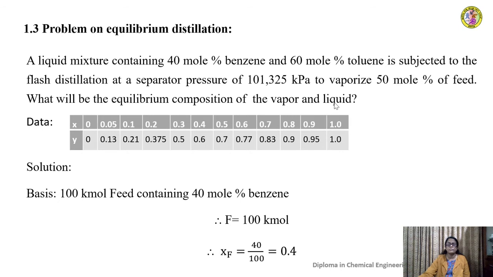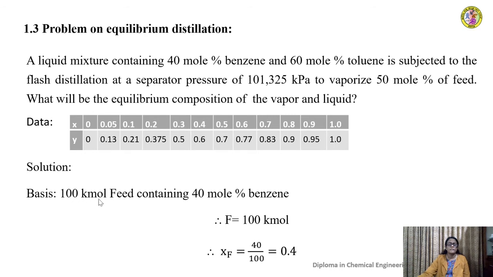So our aim is now to find out YD star and XW of the operating line that we have derived for the equilibrium distillation. For the purpose of calculation, equilibrium data is given: X versus Y values for the given mixture of benzene and toluene. Using this, let us now find out the equilibrium composition of the vapor and liquid in the separator. So let us assume a basis for this problem to solve.